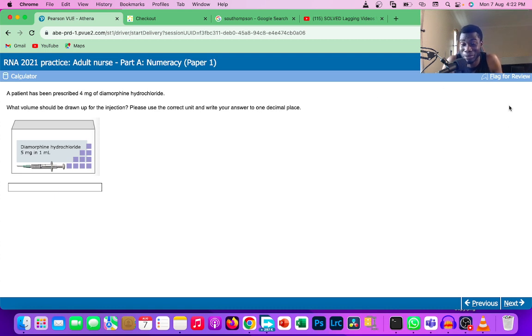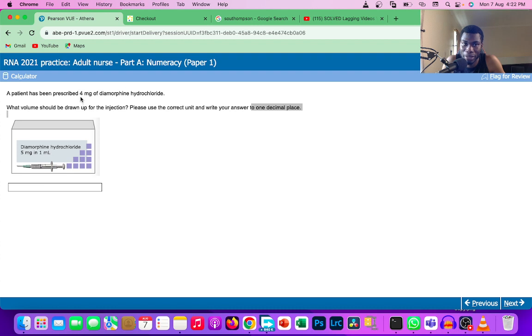So basically we're using 1 minute for one question. Alright. So when we come here, patient has been prescribed 4 milligrams of diamorphine hydrochloride. What volume should be drawn? Please use the correct unit and write your answer to 1 decimal place. I said always read the question to the end, because they always add some instructions.